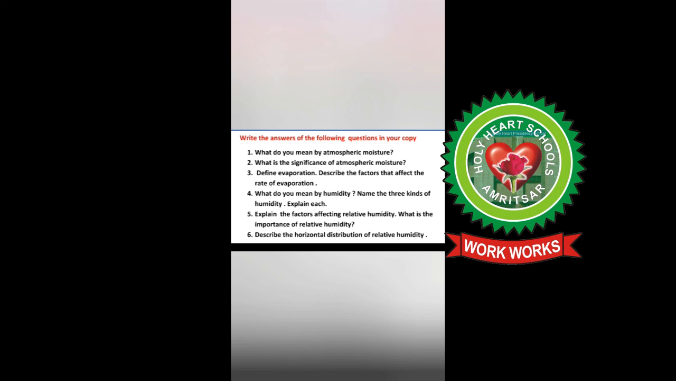Question number 1, what do you mean by atmospheric moisture? Number 2, what is the significance of atmospheric moisture? Question number 3, define evaporation. Describe the factors that affect the rate of evaporation. Question number 4, what do you mean by humidity? Name the 3 kinds of humidity. Explain each. Question number 5, explain the factors affecting relative humidity. What is the importance of relative humidity? And the last question is, describe the horizontal distribution of relative humidity.